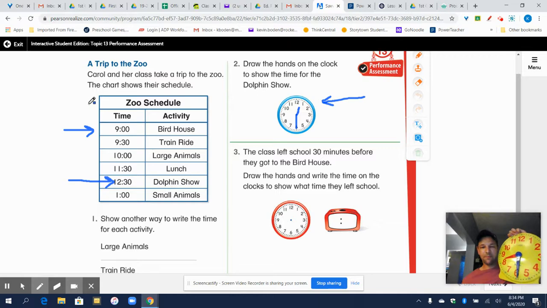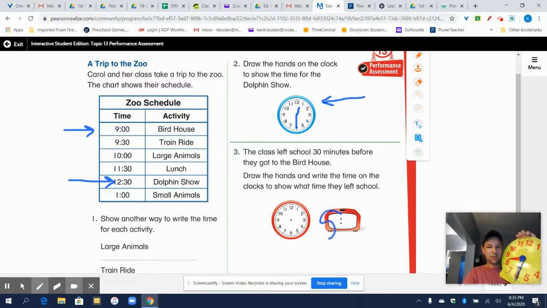Now what time is it? Let me do that again. The bird show starts at 9, but we were at school and it took us 30 minutes to get there, so we had to take away half the clock. We had to come back half the clock. What time did we leave school? Yeah, it's in between the 8 and the 9, so it's 8 something. That's right, it's 8 something.